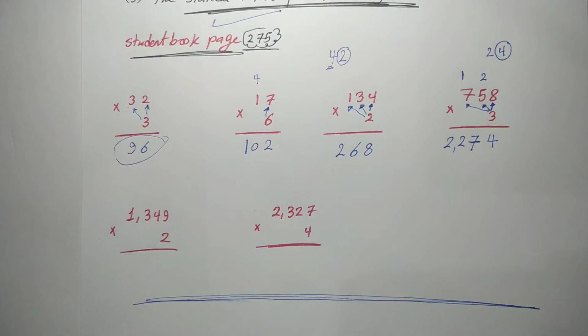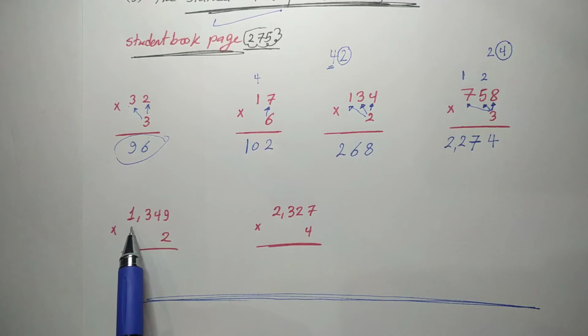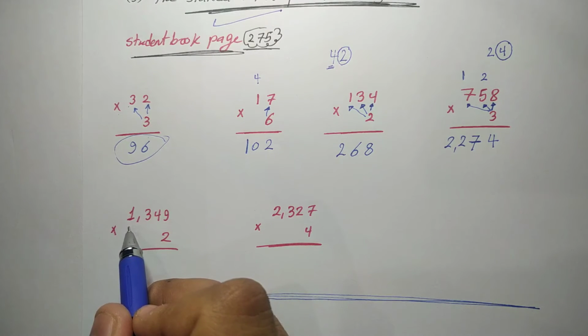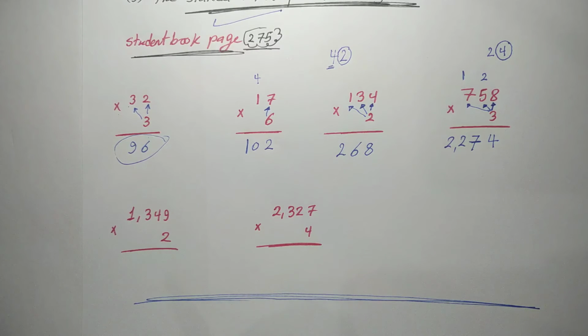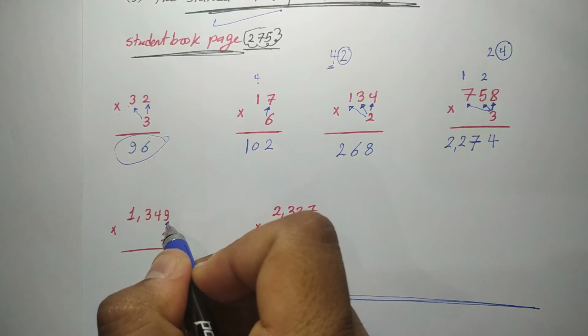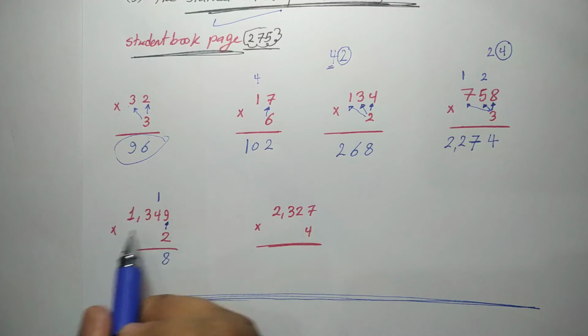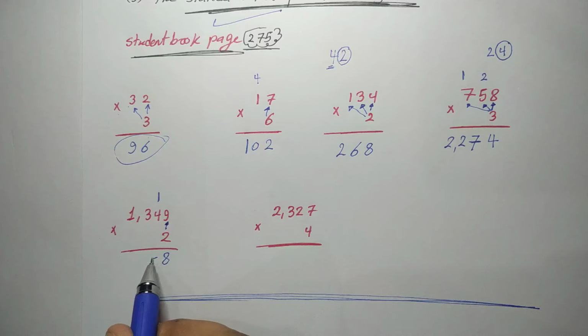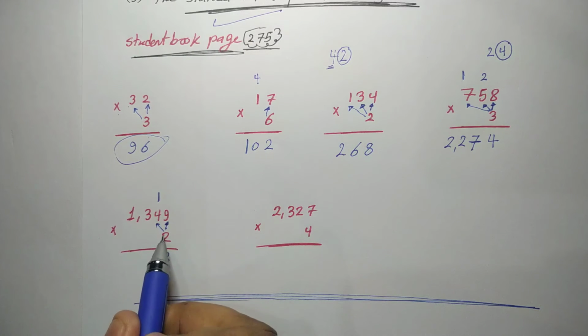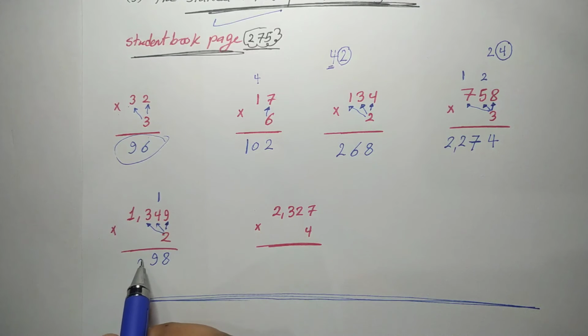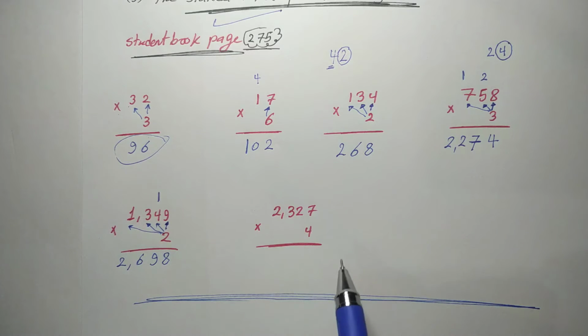Another example here, 1,349 times 2. Again, start with the thousands. No, I am not here in the partial algorithm. No, I am in the standard algorithm. So 2 times 9, it will be 18. 8 and carry up 1. 2 times 4, 8. 8 plus 1, it will be 9. And 2 times 3, 6. 2 times 1, it will be 2. It's easy.